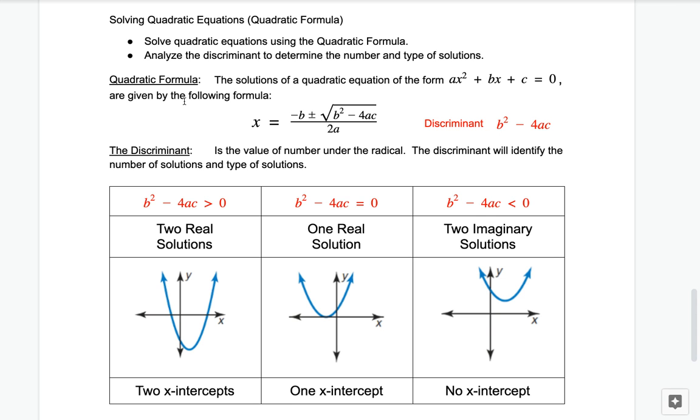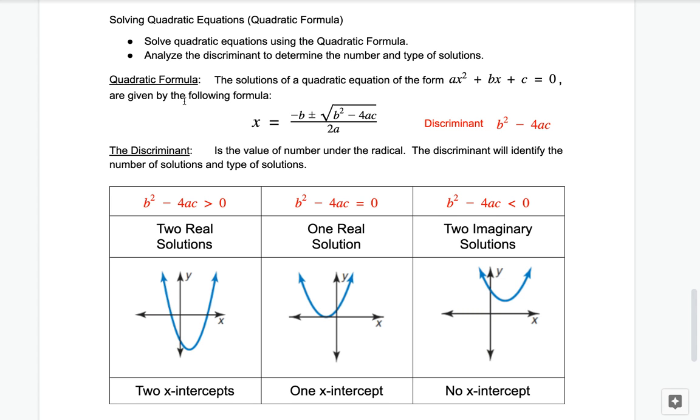The quadratic formula, the solution of a quadratic equation of the form ax squared plus bx plus c, and that has to be equal to 0, is given by the following formula. So this is just a formula that we have to remember. Negative b plus or minus the square root of b squared minus 4ac, all divided by 2a.